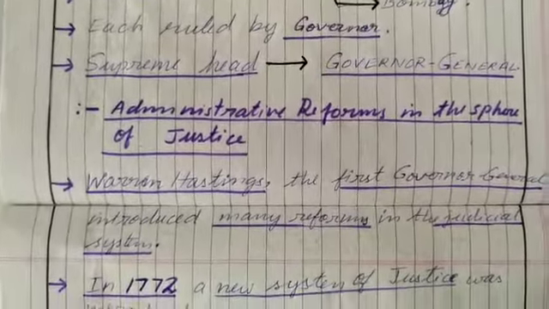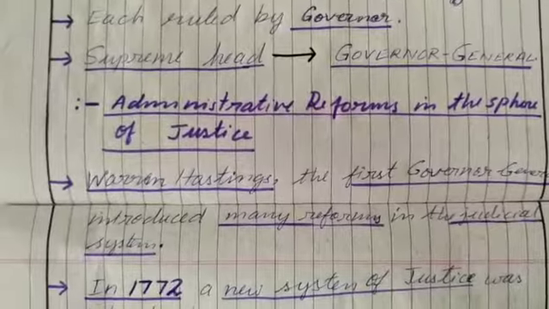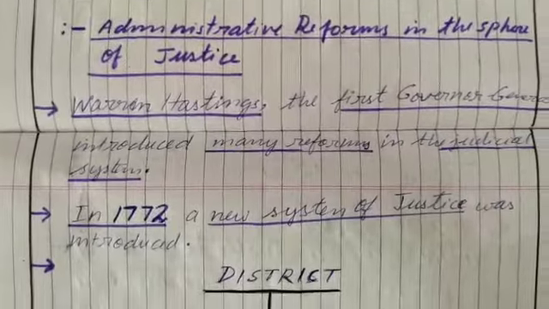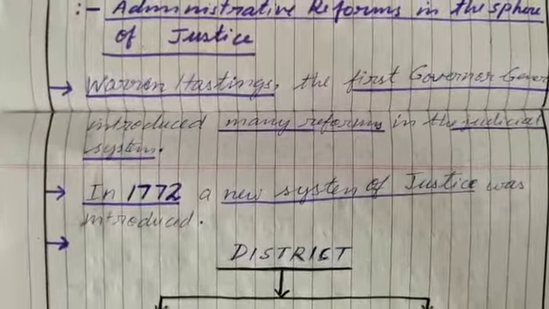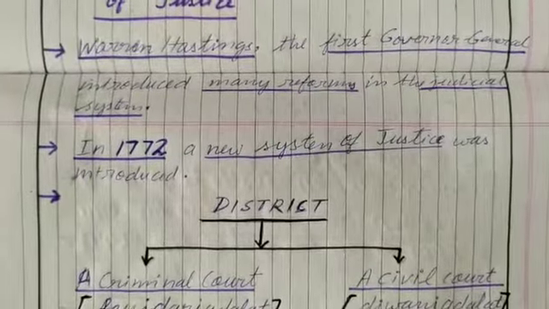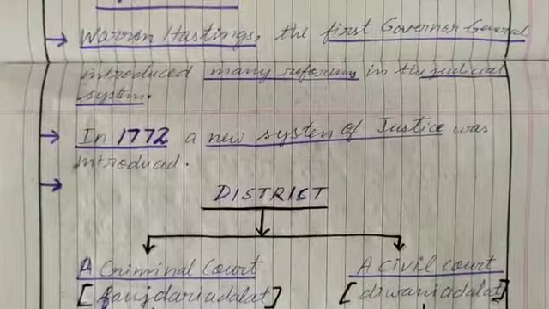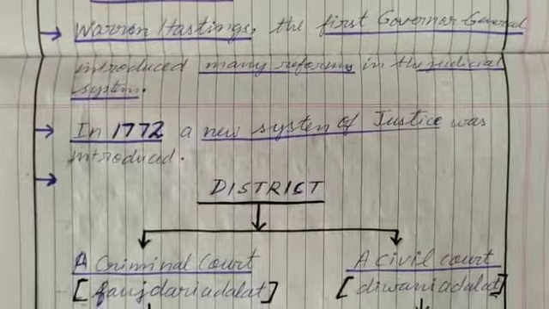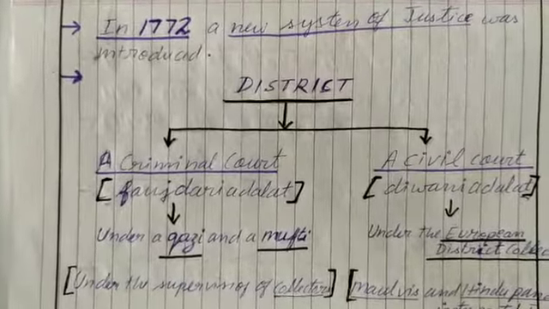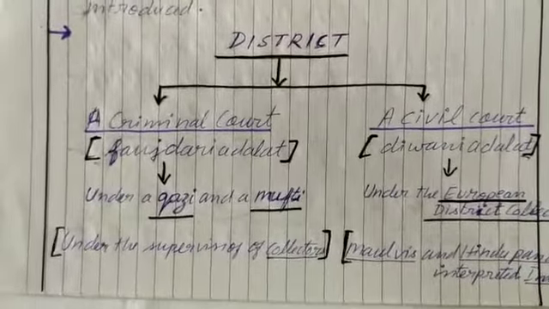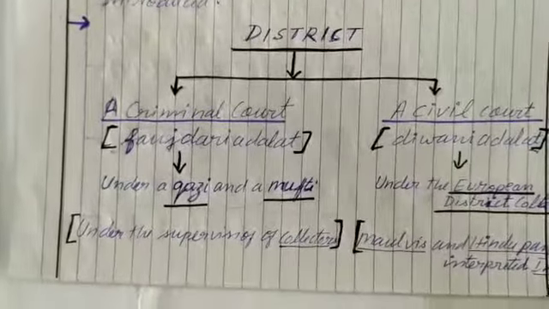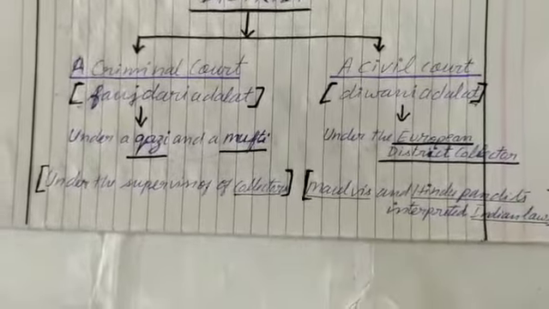Okay? Then administrative reforms in the sphere of justice were also introduced at that time. So Warren Hastings, the first Governor General, introduced many reforms in the judicial system also. In 1772, a new system of justice was introduced. Under this system, at district level, they established two courts. One, a criminal court, Faujdari Adalat, another, a civil court, a Diwani Adalat.